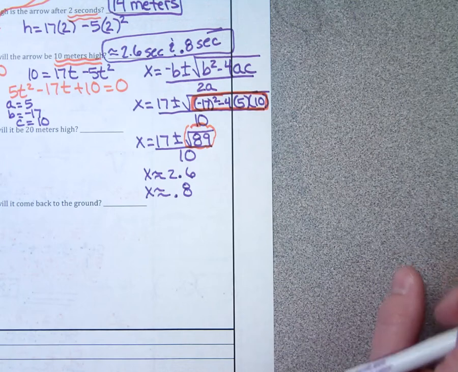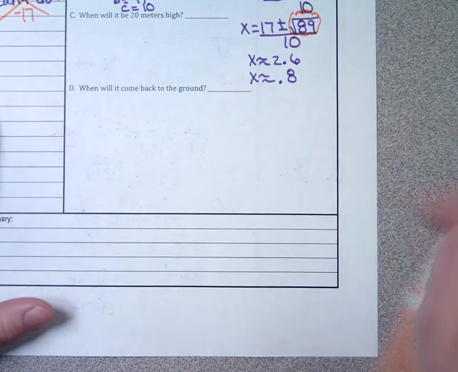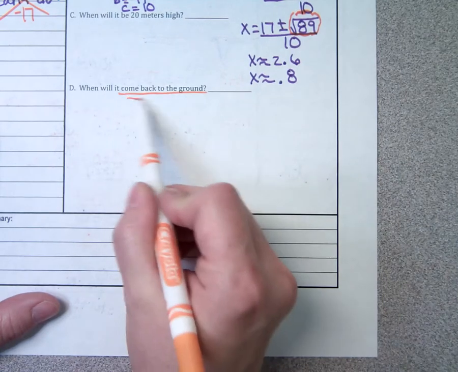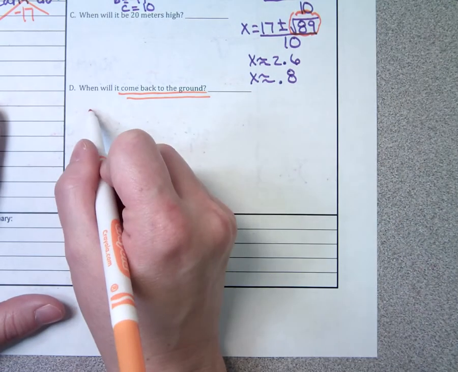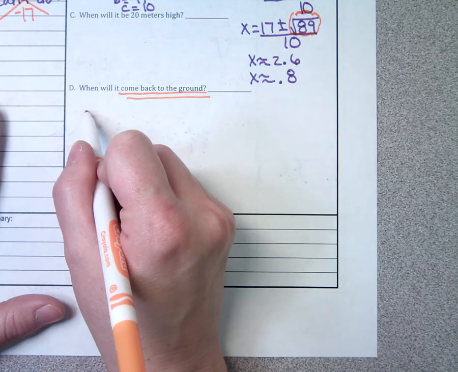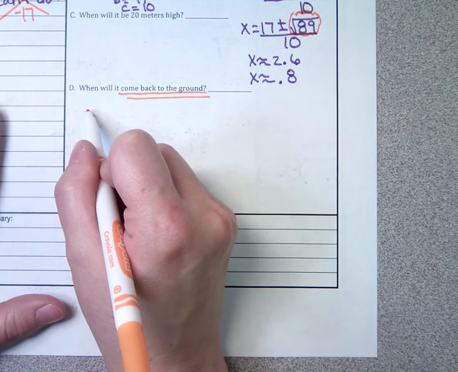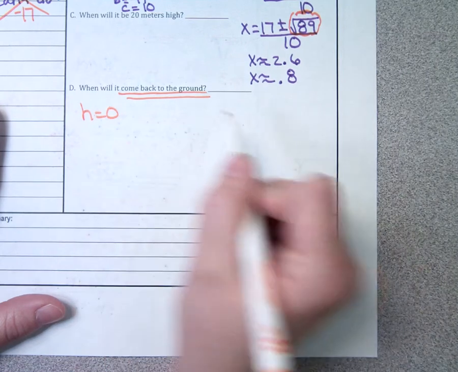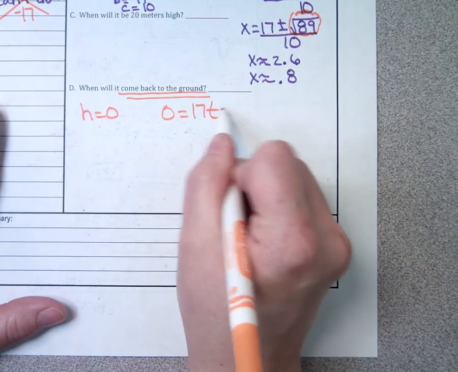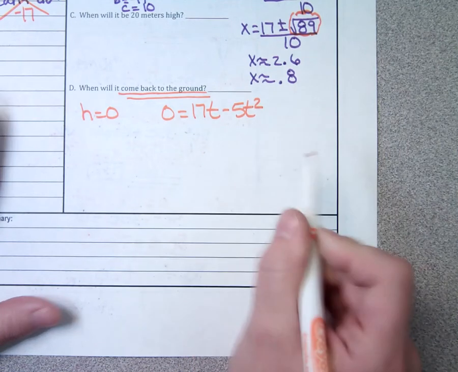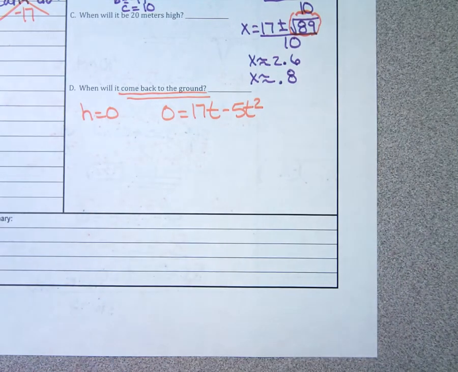The only thing I want to talk about on D again is when it says, when will it come back to the ground? What does that mean again? What's 0? When the x-intercept. H or T? H. When the height is 0, that's when it comes back to the ground, and then I would have 0 equals 17t minus 5t squared. And that would be a real good one that you could factor.